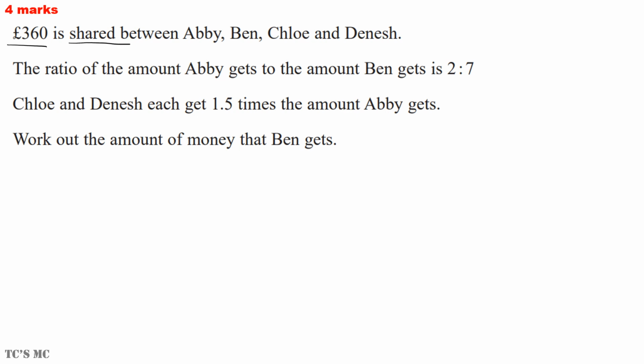£360 is shared between Abby, Ben, Chloe and Dinesh. The ratio of the amount of money Abby gets to the amount Ben gets is 2:7. Chloe and Dinesh each get 1.5 times the amount Abby gets. Work out the amount of money that Ben gets. I'm going to start by writing out A, B, C and D. Because we're sharing an amount, we know we need a total. We know that Abby to Ben is 2:7.